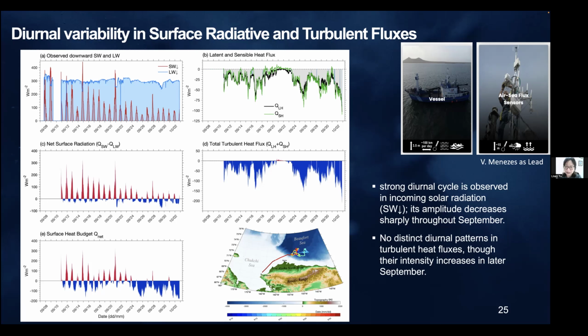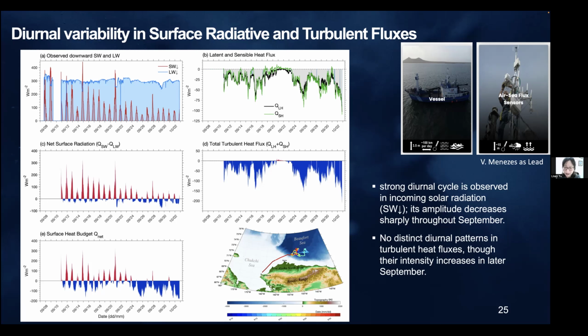On panel C is the net surface radiation, including both up and down, and both net long wave and net short wave. And clearly you can see that it is blue, which is net radiation loss increasing as the months go on, and also the diurnal cycle amplitude reducing fast towards the end of the cruise. And for the total turbulent fluxes, again, there's not much diurnal variability, but increased amplitudes towards the end of the cruise.